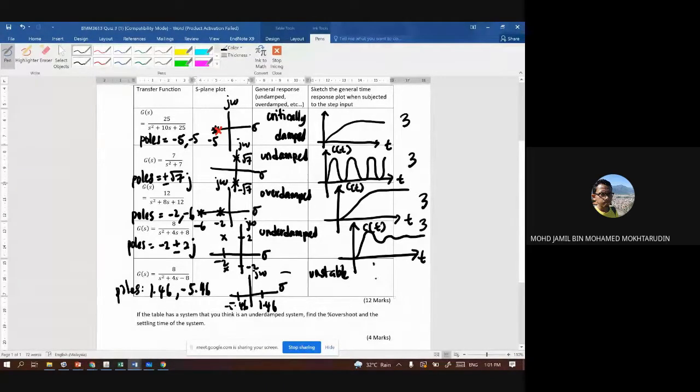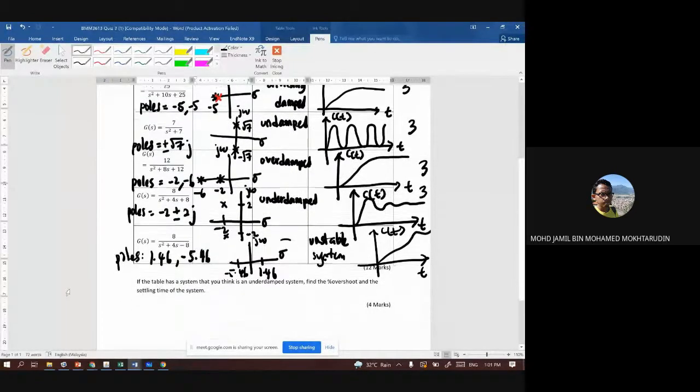So maybe the time response is increasing, something like that. So there is no general response. It's an unstable system. And this question has no marks. This is just to test whether you know that this is an unstable system.